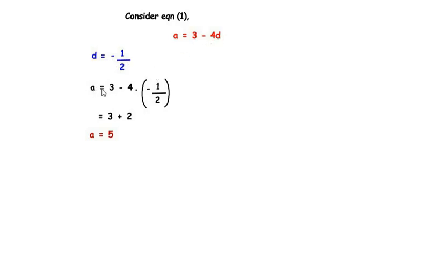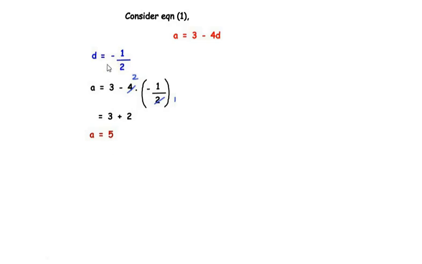So we get a is equal to 3 minus 4 times negative 1 over 2. Now here 2 divides 4, that is 2 1 times is 2 and 2 2 times is 4. So here we get 3 minus 2 times minus 1 gives us plus 2. So the first value of a we get here is 3 plus 2, that is 5. So when common difference is negative 1 over 2, we get the first term of the sequence as 5.